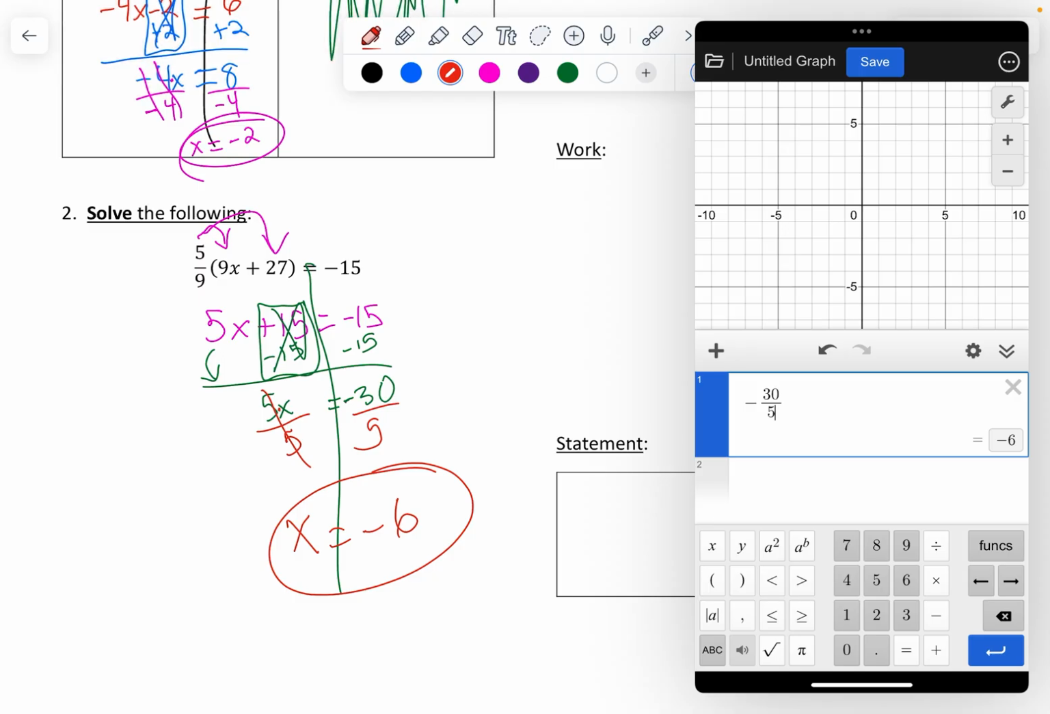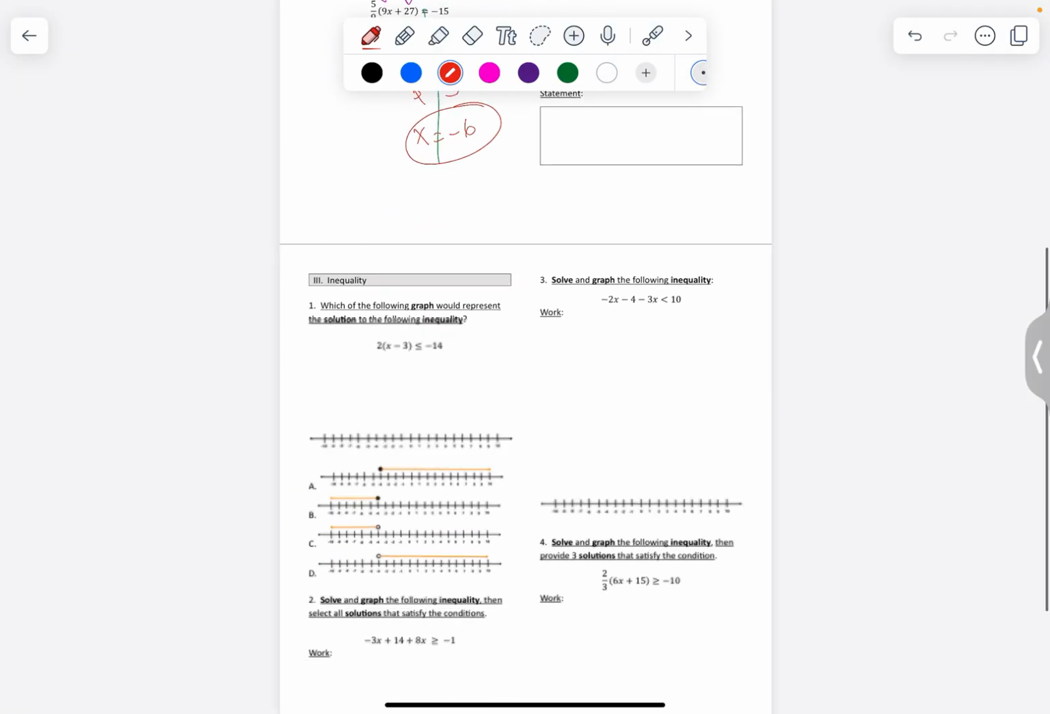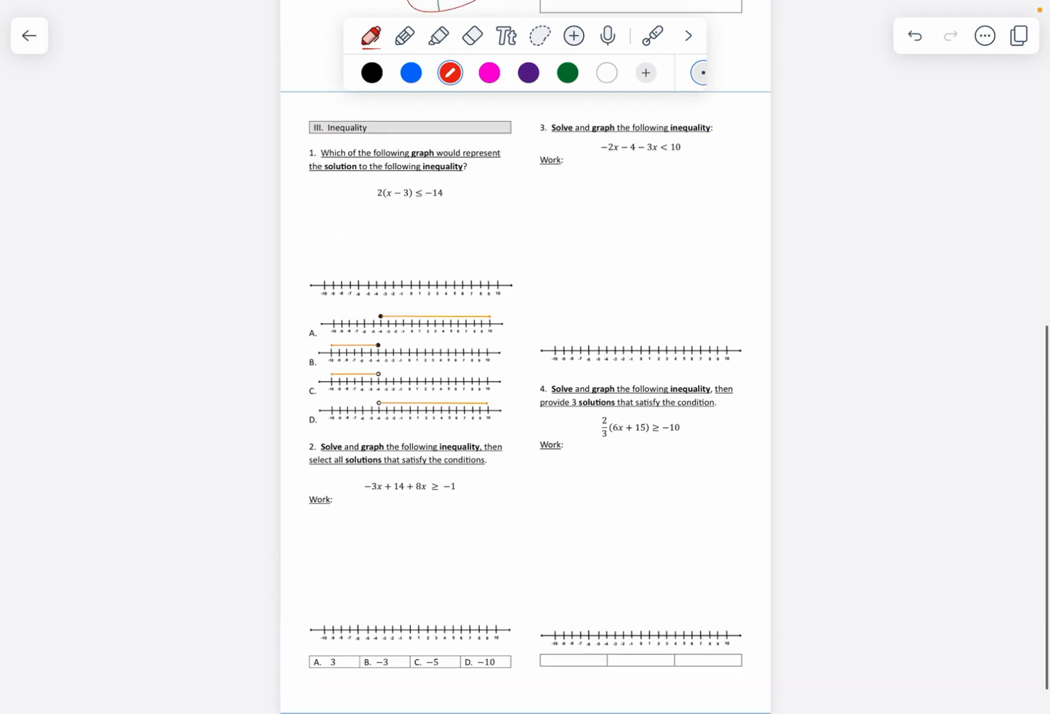Again, parentheses, we multiply. Combine like terms if possible. And then from there, solve our equation to get x by itself. All right. Let's go through here.